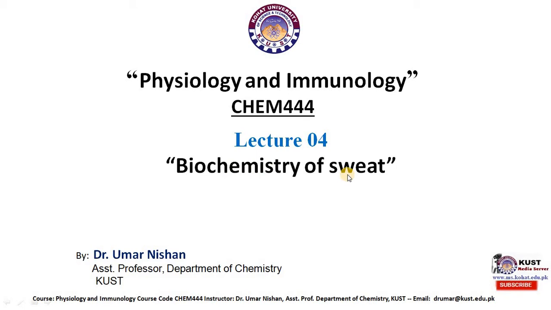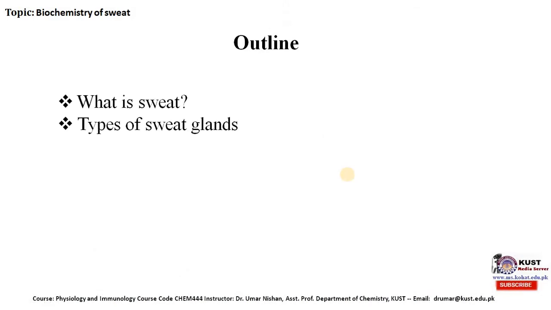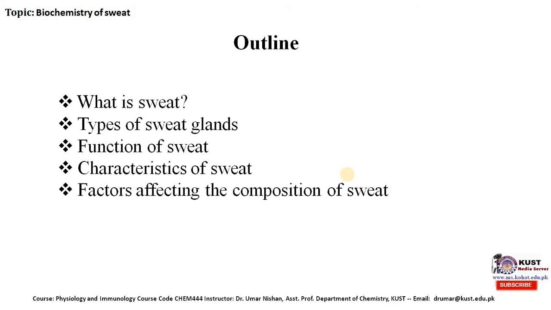In the outline of today's lecture, we will talk about what is sweat. Then we will talk about types of sweat glands. Then we will talk about the function of sweat. Then we will talk about characteristics of sweat. This will be followed by talking about factors affecting the composition of sweat, and then we will briefly talk about sweating abnormalities.